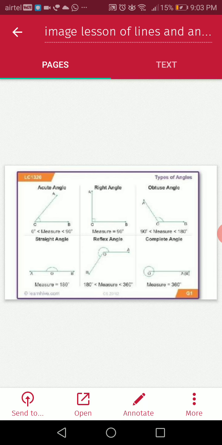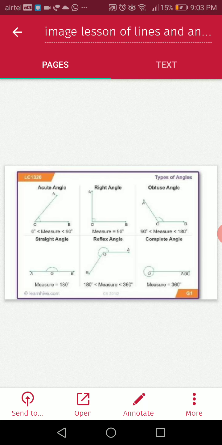Here on the screen you can see the types of angle. Acute angle, more than 0 but less than 90. Right angle, measures 90 degrees. Obtuse angle, more than 90 but less than 180.